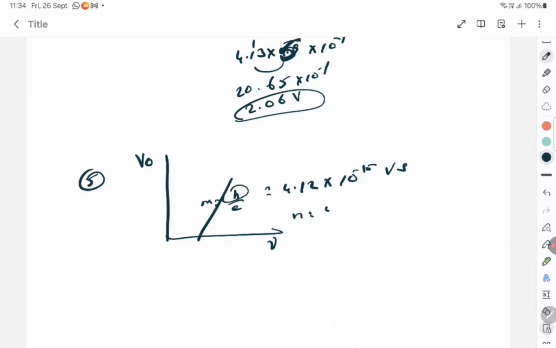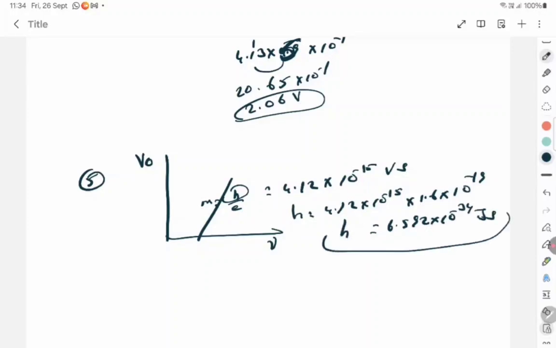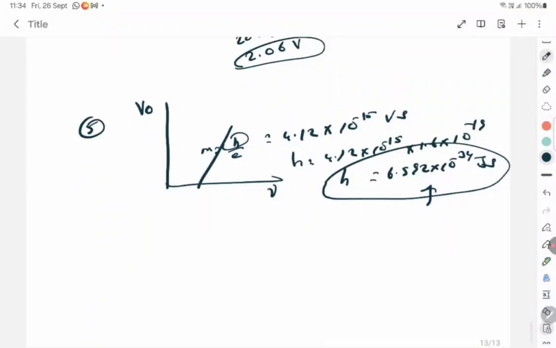So h is equal to 4.12 into 10 to the power minus 15 into 1.6 into 10 to the power minus 19, the charge of an electron. You multiply these two values, you get the answer, which is 6.592 into 10 to the power minus 34 joule second, because Planck's constant. We know that it is 6.6, but they're asking you for an absolute value, so you have to calculate it like this. The slope has been given in the V naught versus frequency graph, h by e is the slope. Let's go to the 4th question.